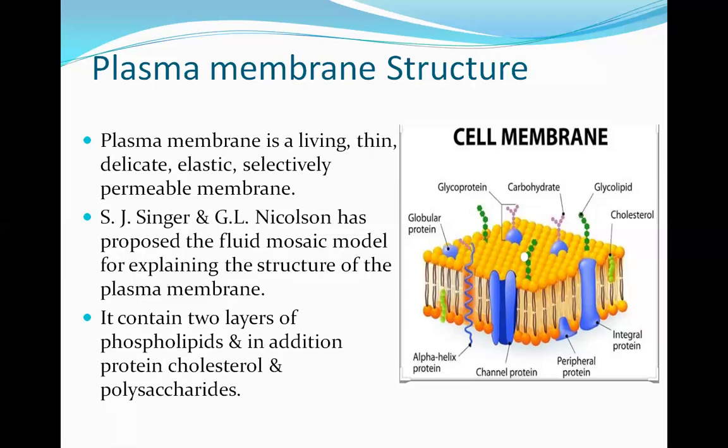It separates the content of the cell. Content means all the cell organelles that are inside, enclosed by the plasma membrane. It separates that content of the cell from its external environment. Okay. Now the structure. See the first point: the plasma membrane is living. Obviously, it is found in all living organisms. The plasma membrane is itself living, very thin, so it is very delicate, elastic, meaning it has much flexibility, and a selectively permeable membrane.